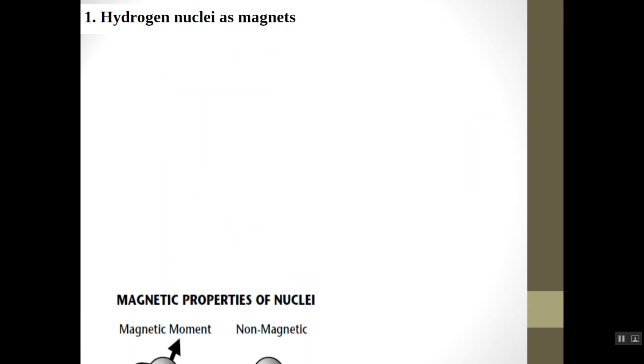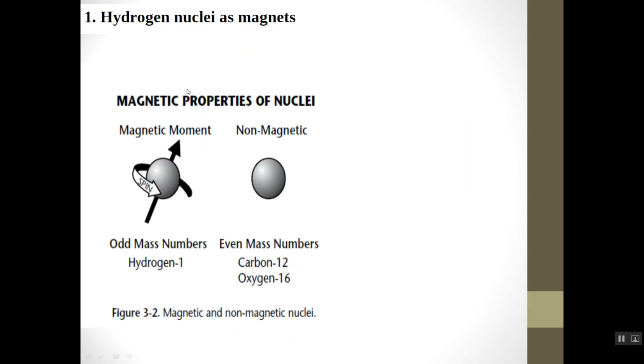Okay, scientists looking for the magnetic properties of nuclei found that the hydrogen atom has an odd mass number. The proton is inside the hydrogen atom, and any nucleus is composed of protons and neutrons. So the mass number in the hydrogen atom is odd, not even.